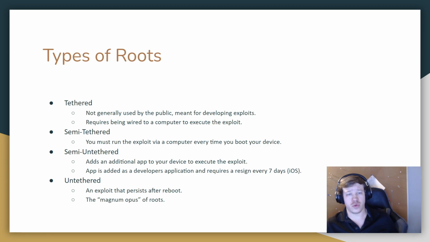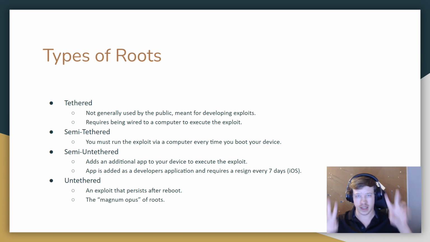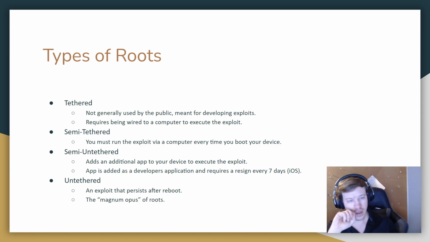Semi-tethered, on the other hand, needs a computer to run it every single time you boot up the device. Then you go into semi-untethered, which puts an application on your phone that you need to run every time your device restarts. At least you won't have to use a computer this time. Since it adds an app, especially for iOS, you're going to have to re-sign it through the development process, as it is a development tool, and you have to do that every 7 days.